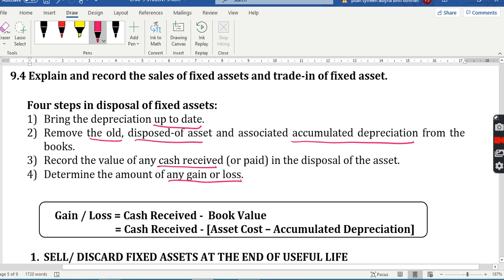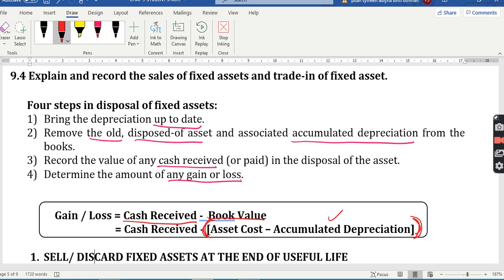So how do we calculate the gain or loss of the asset? If you receive money from the disposal, the cash received we will minus with our book value. So what is book value? Book value is your asset cost minus the accumulated depreciation. This accumulated depreciation is the amount that is updated, that means the latest value of the accumulated depreciation. Then only you can minus the amount from the asset cost to get the latest book value.